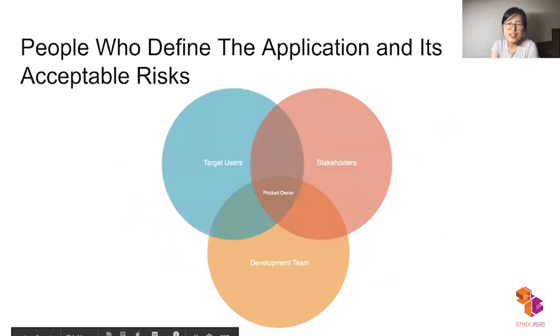Who are the people who can define an application and its acceptable risk? Target users, stakeholders, and the development team, with the product owner pulling it all together.